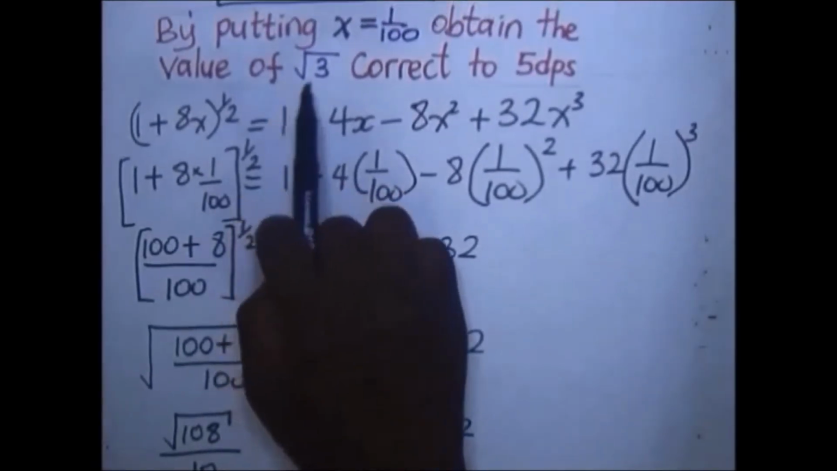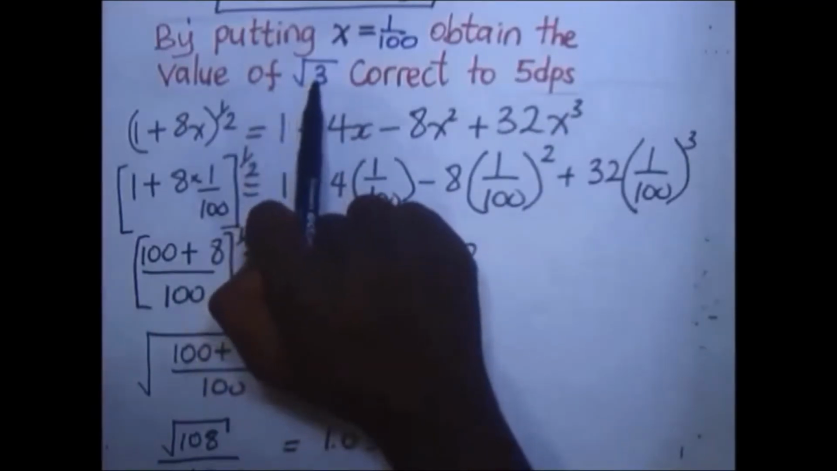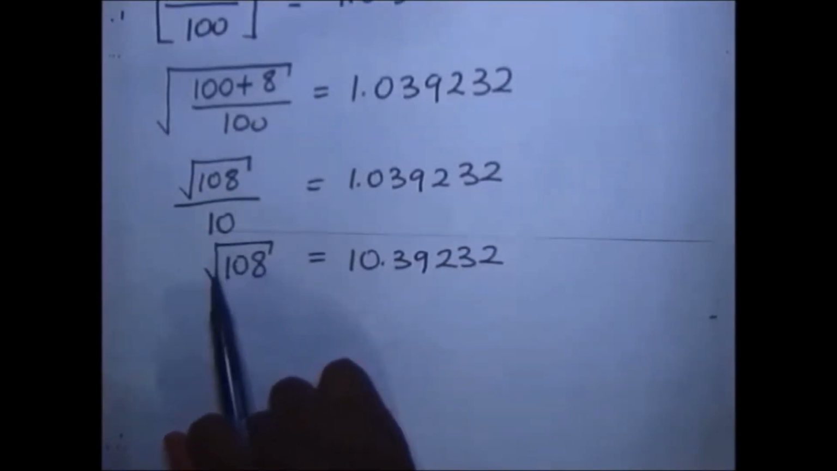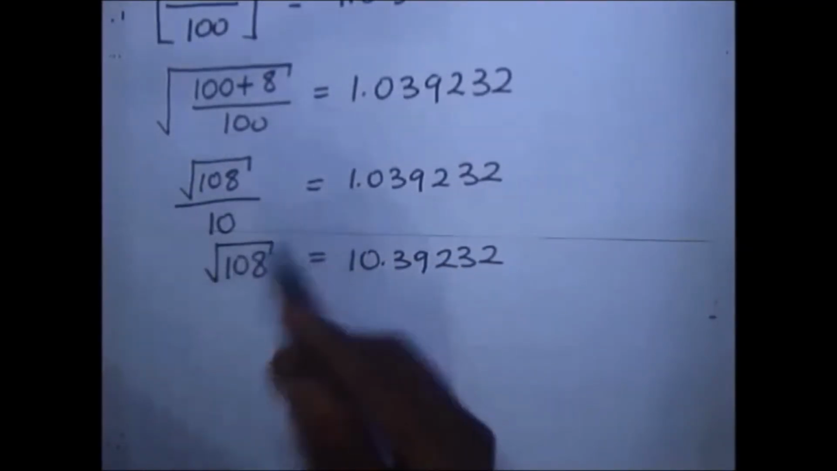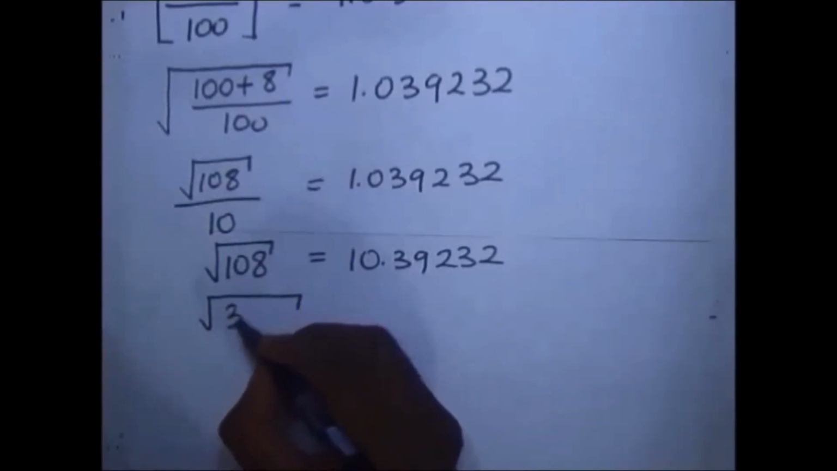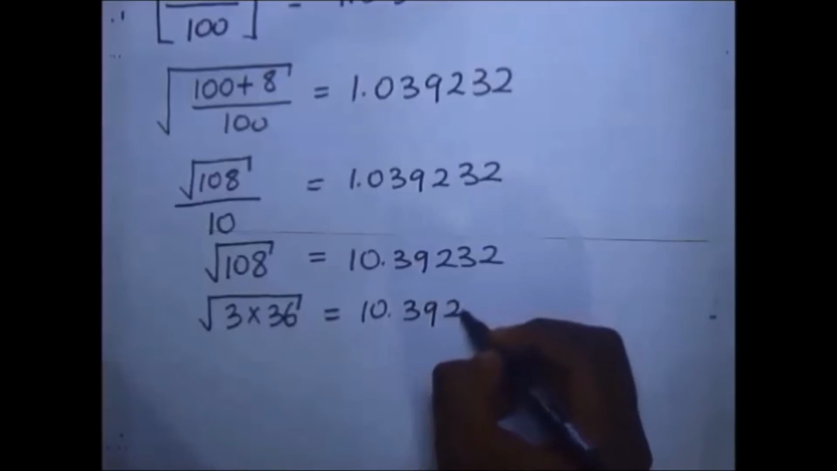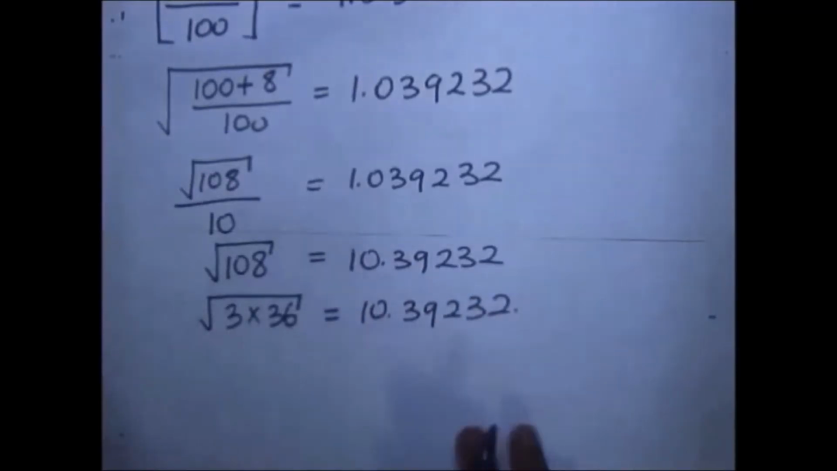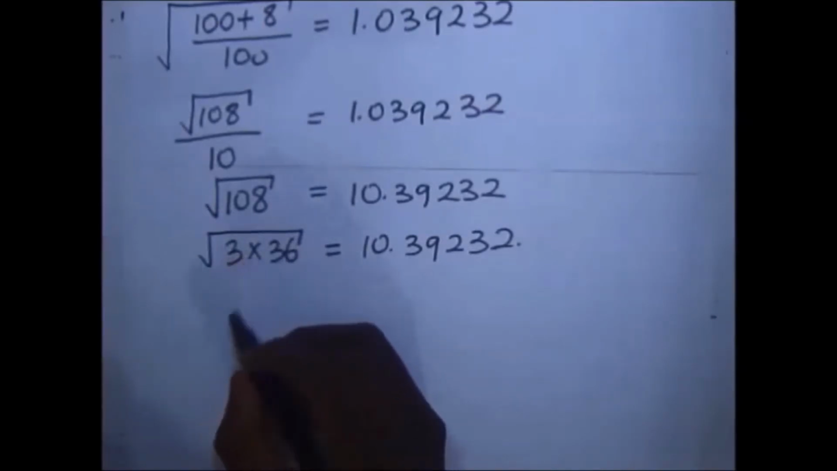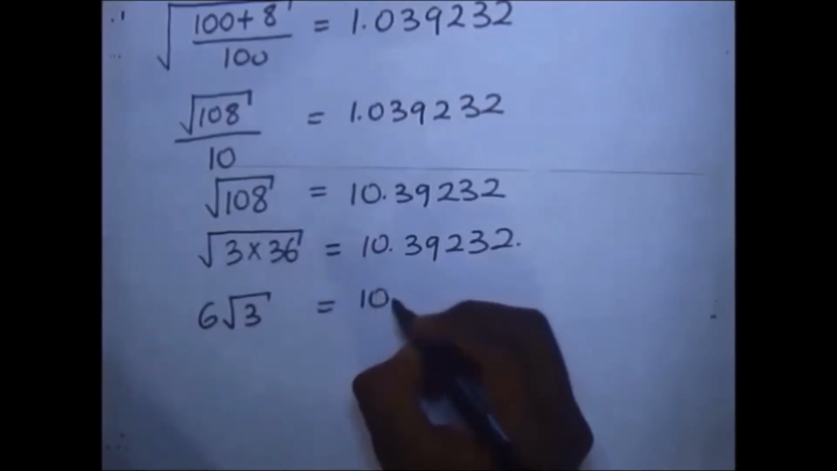Now from this surd quantity, our target is to generate a root 3 somewhere, because they're telling us that when we substitute the value of x in this expression, we're supposed to find the value of root 3. So we're supposed to make sure that we generate a root 3 from here. Looking at 108, it is the same as the square root of 3 times 36. The square root of 36 is 6, and the square root of 3 is what we're looking for. So this becomes 6 times the square root of 3.